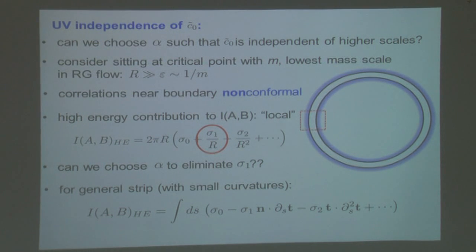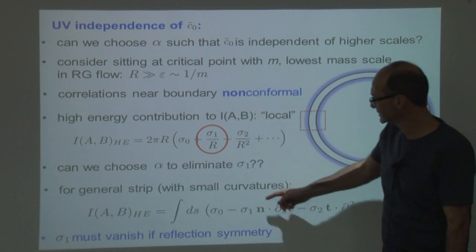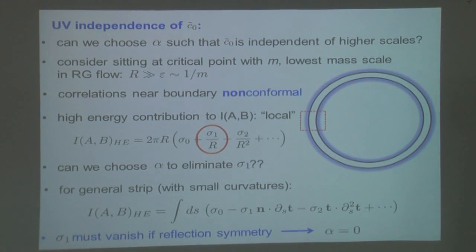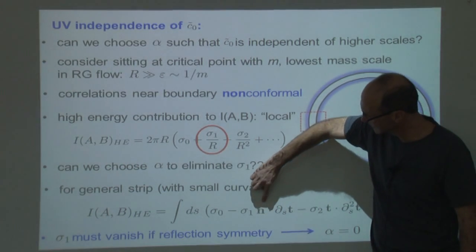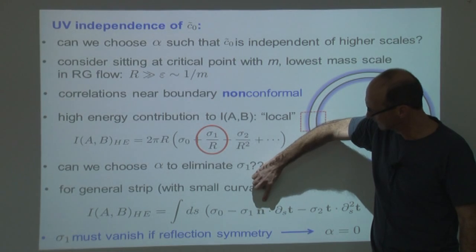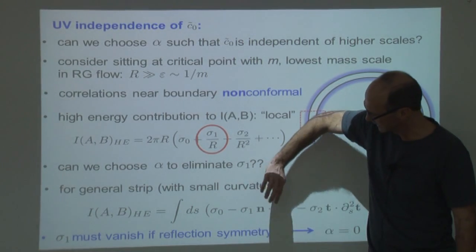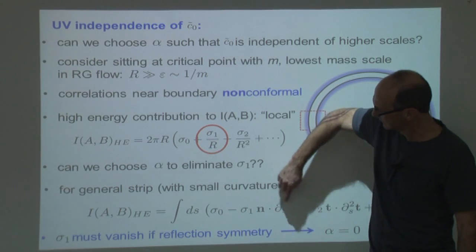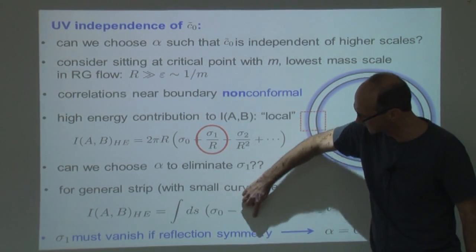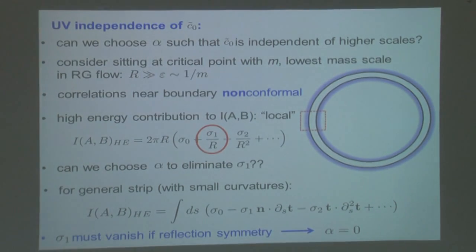But now, yeah, I'll just leave it at that. One way to demand that this vanishes is if I have a reflection symmetry about the middle of my strip. In that case, I'd be flipping the sign of n, but if the answer is independent of that sign, then in that particular configuration this sigma 1 is equal to 0.